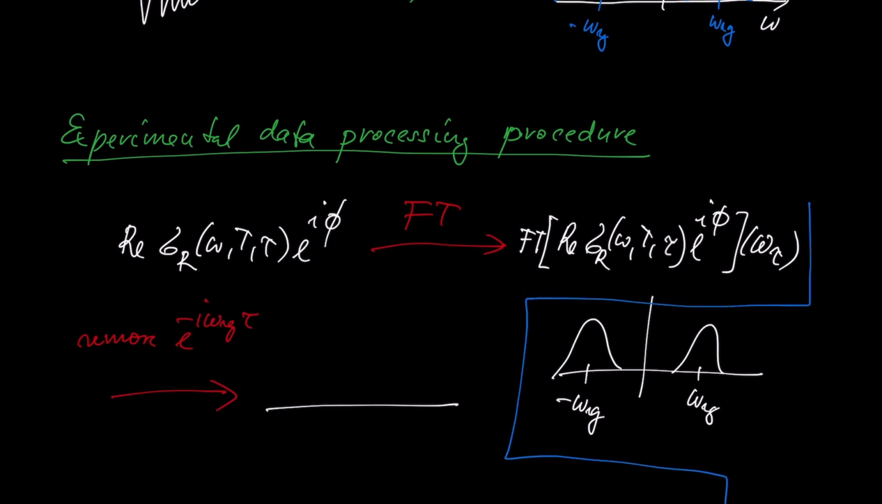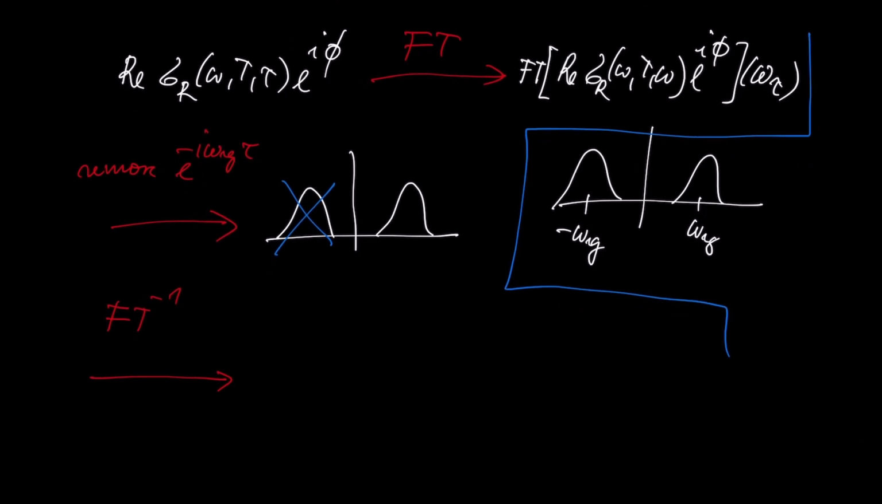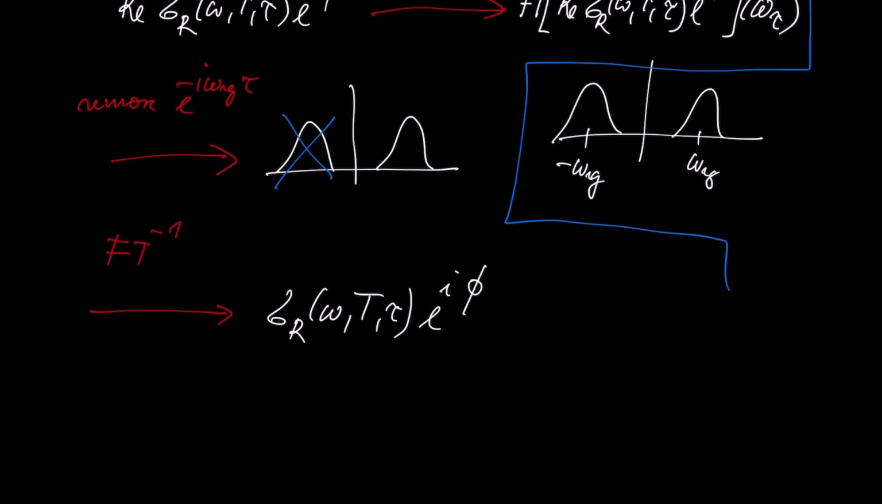So after that, what we get is we kill this part, and the last step of this procedure is that we Fourier transform the signal back. So we make an inverse Fourier transform, and the result of this Fourier transform is sigma r omega t. This is a Fourier transform of this function of tau, and we get omega tau. So here is sigma r omega t tau e to the power of i phi. So we have reconstructed the complex rephasing signal.